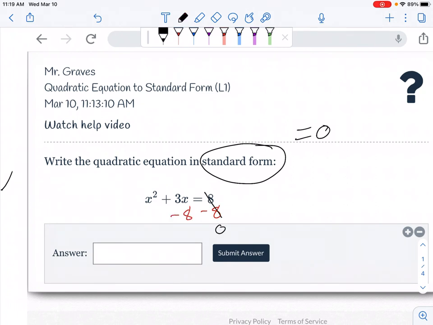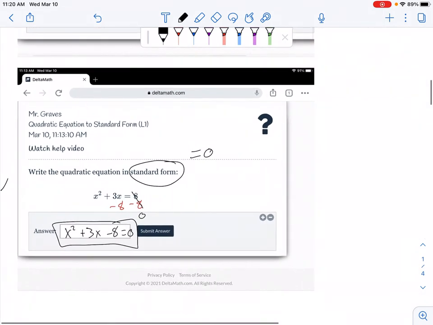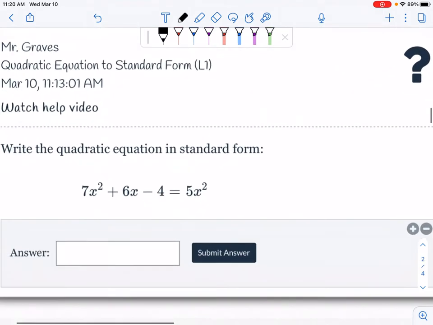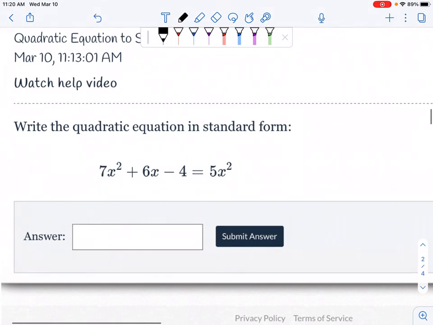When I do that, that makes it 0. And then this 8 cannot combine with the 3x or the x squared, so it stays separate. So your answer would be x squared plus 3x minus 8 equals 0. That's what you would type into your answer box. So we're literally just moving whatever's on the right side by doing the inverse or the opposite operation to move it to the other side, and I'm going to line it up with its like term if it has one.